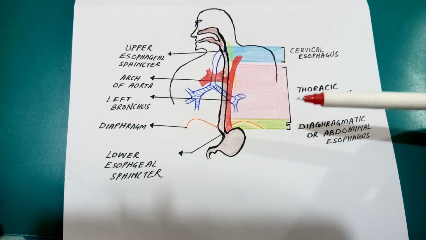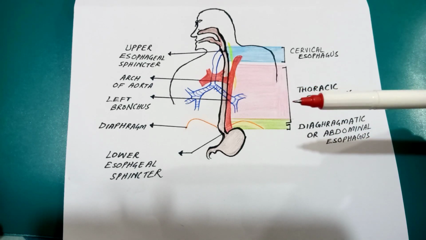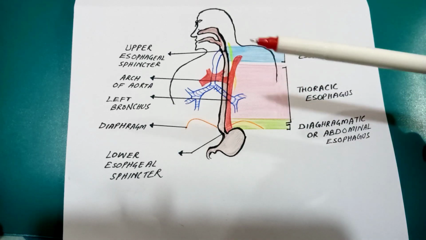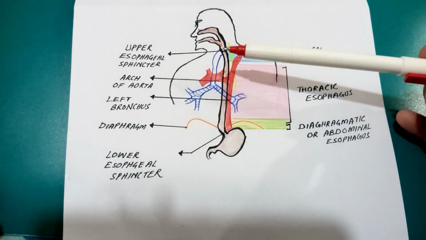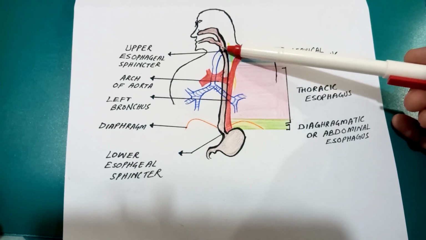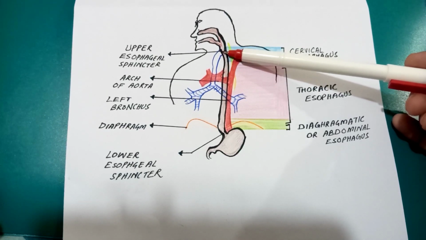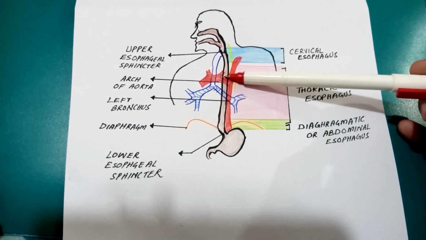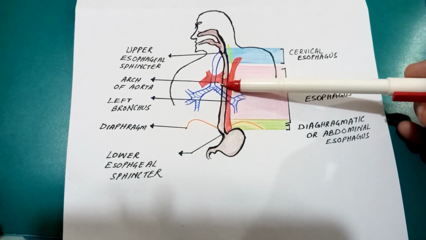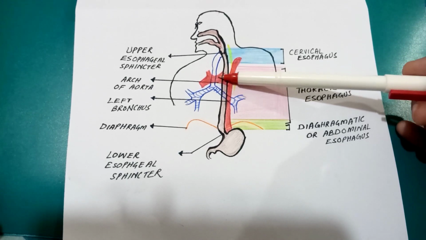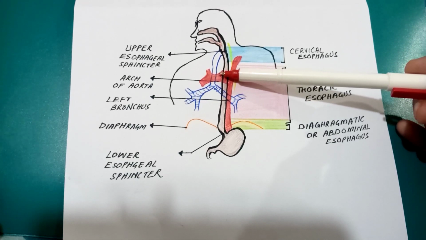If we talk about the constrictions of the esophagus, measured from the incisor teeth, which helps during endoscopy or esophagoscopic passing, we have four constrictions. The first constriction lies at the level of the upper esophageal sphincter, at a distance of 15 centimeter. The second constriction lies where the esophagus is crossed by the arch of aorta, at a distance of 22.5 centimeter.